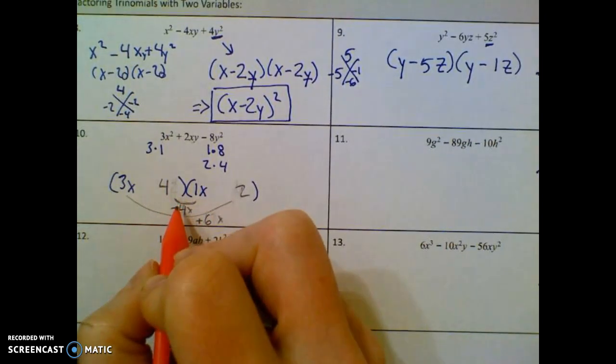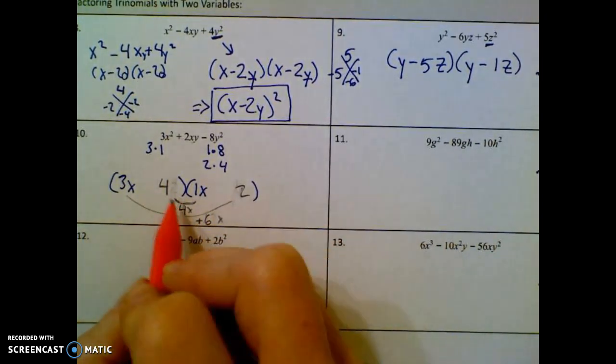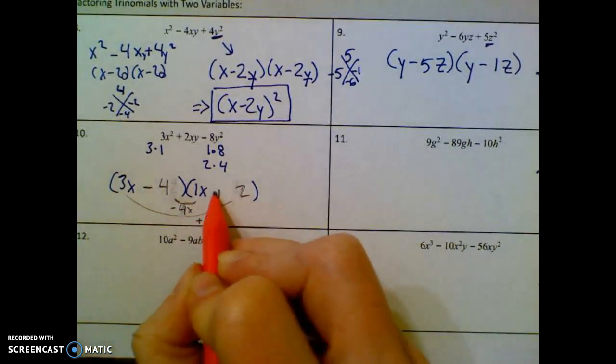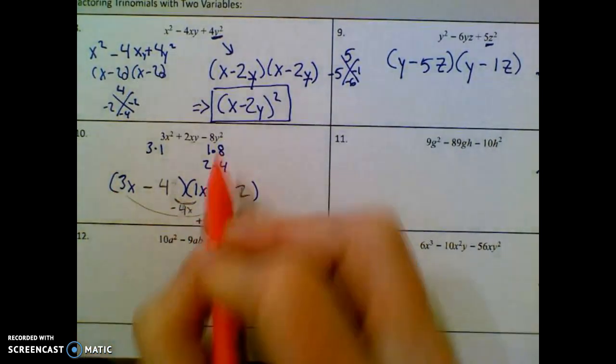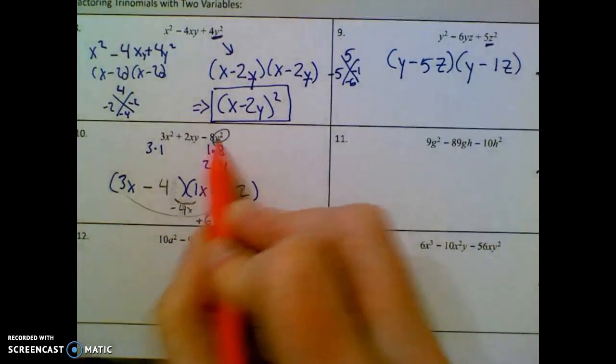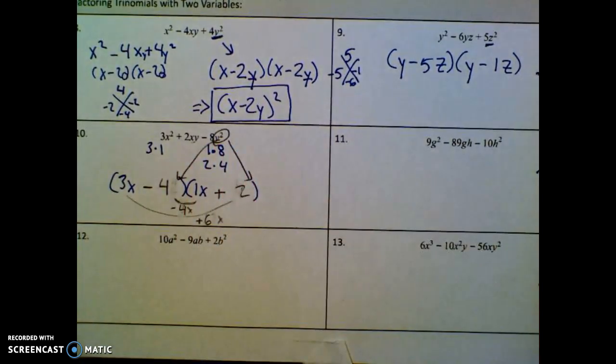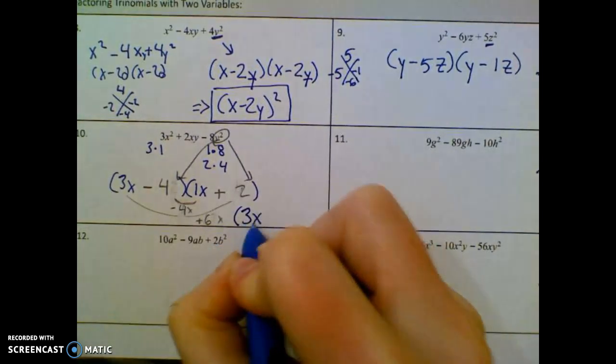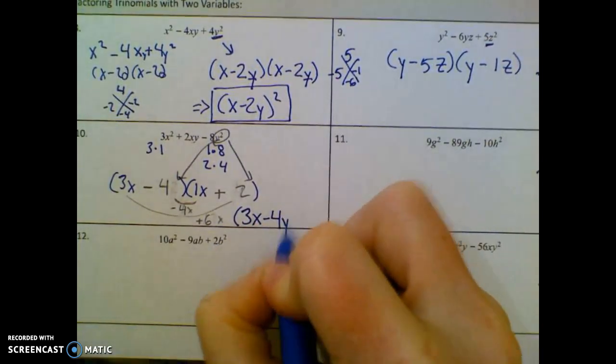I'm not trying to go too fast, but it's the same thing we have been doing. So that's a negative 4x on the inside and a positive on the outside. But don't forget to tag on that variable on that end. So I'm going to go ahead and write my correct answer over here. It's going to be 3x minus 4y.